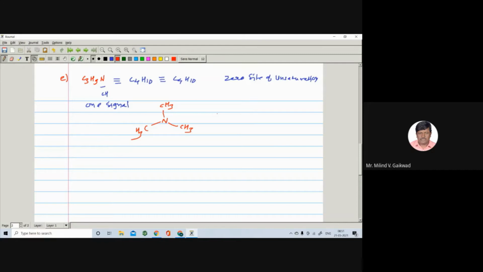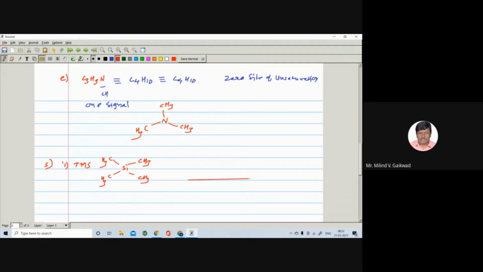So this is your question number 4. Then let us see question number 5. In question number 5, explain the following: TMS is used as an internal standard in PMR. So TMS is taken as a standard, tetramethylsilane. Here is a silane, right? And here is tetramethylsilane. Here is a CH3, here is a CH3, CH3 and CH3. Okay, so why is it taken as a standard in NMR?